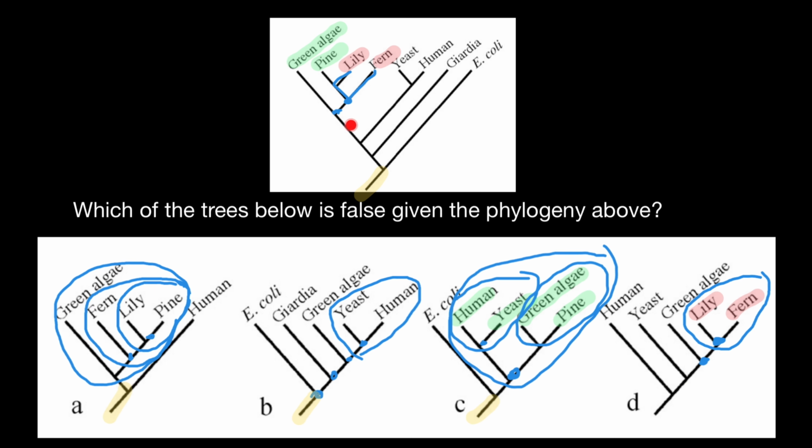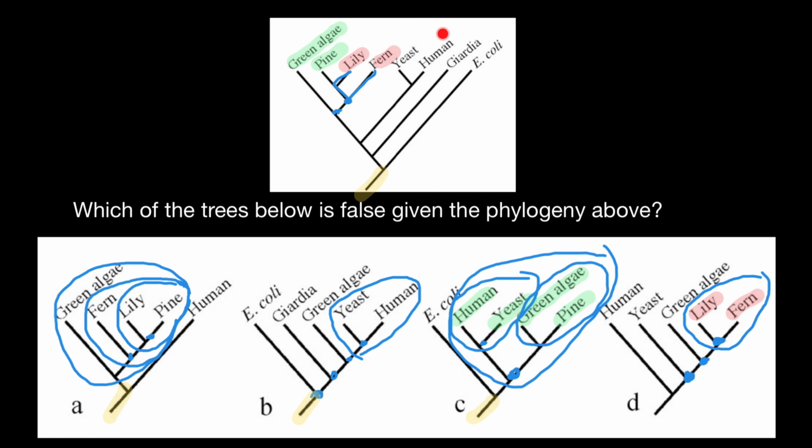If we go down to the root, we expect that the next line is going to lead to human or yeast. And if we go down here, we see yeast. And this is also a correct representation so far. Next, if we go down to the root, we should see a line of the giardia or E. coli. And if we go down from the yeast here, we see a line of human, and this is wrong.